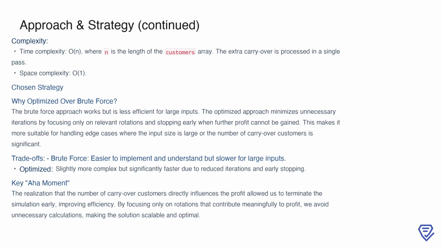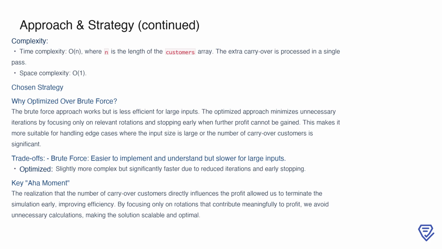Now, why choose the optimized approach over brute force? While the brute force method is easier to understand and implement, it becomes inefficient for large inputs due to unnecessary iterations. The optimized approach, on the other hand, minimizes these iterations and focuses only on meaningful rotations, making it faster and more scalable. There are trade-offs to consider. Brute force is simpler but slower, while the optimized approach is slightly more complex but significantly faster.